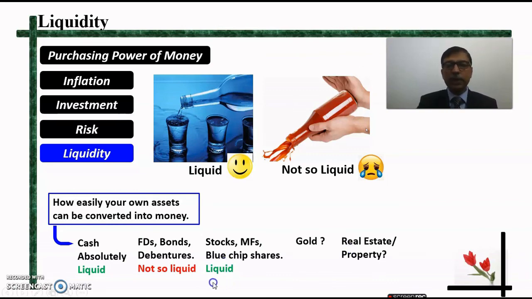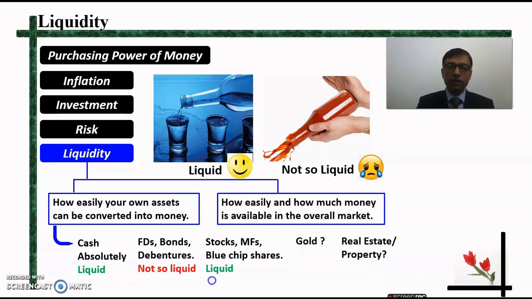Now, liquidity has one more aspect. If I may say it in a different manner, liquidity has two aspects. One is what I have just told you, the liquidity of your personal assets. And the second is how easily and how much money is available in the overall economy. Now, this aspect of liquidity, which concerns the overall economy, we shall discuss in detail in the next lesson.